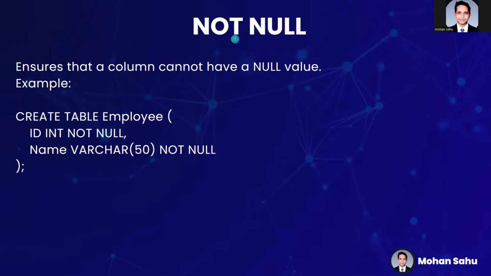It ensures that a column cannot have a null value. When you put this constraint inside the table definition, for example, create table employee ID int not null, int is the data type of this ID column, and not null is a constraint. So when you create this table and insert the data, you cannot keep this ID as null. It will ensure that it will have some value.